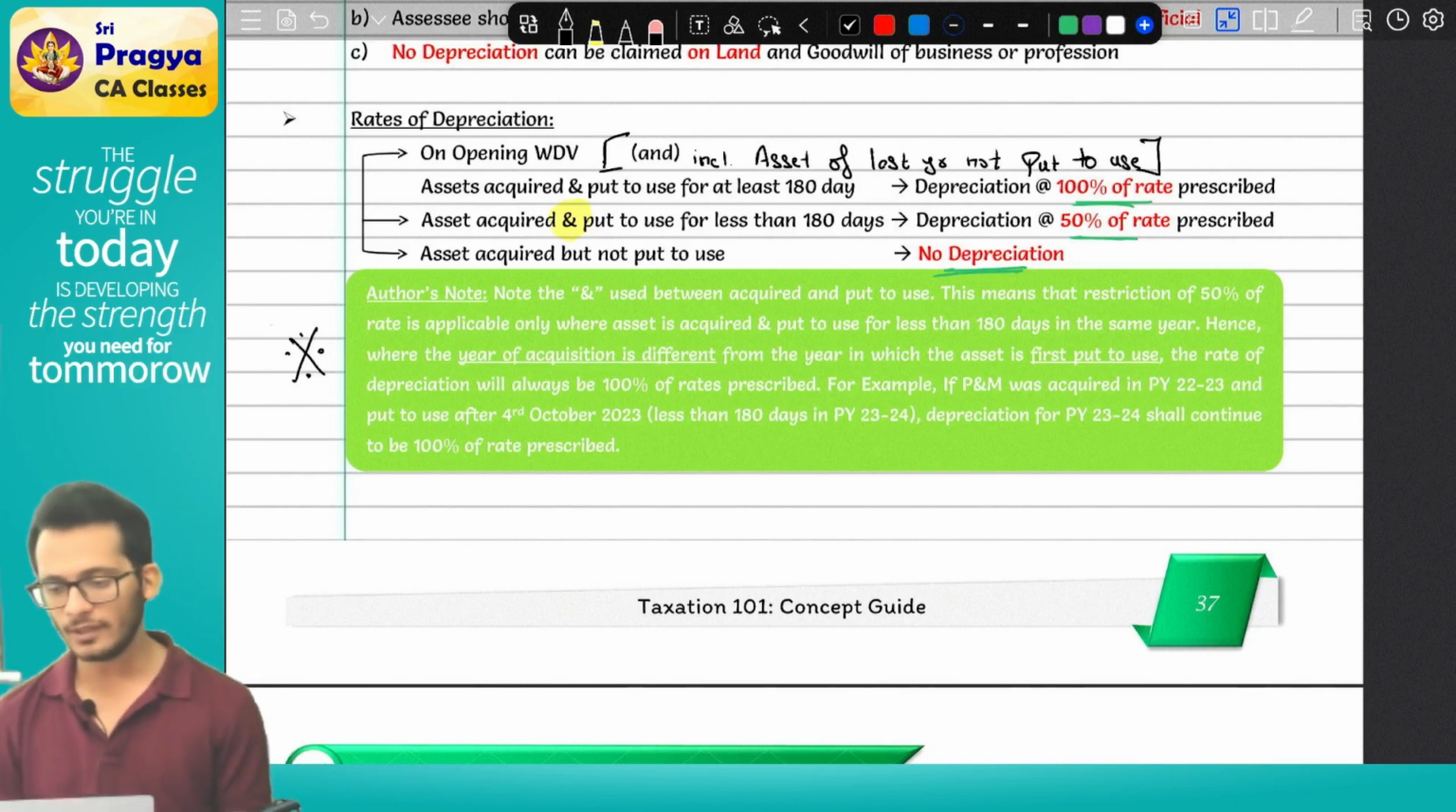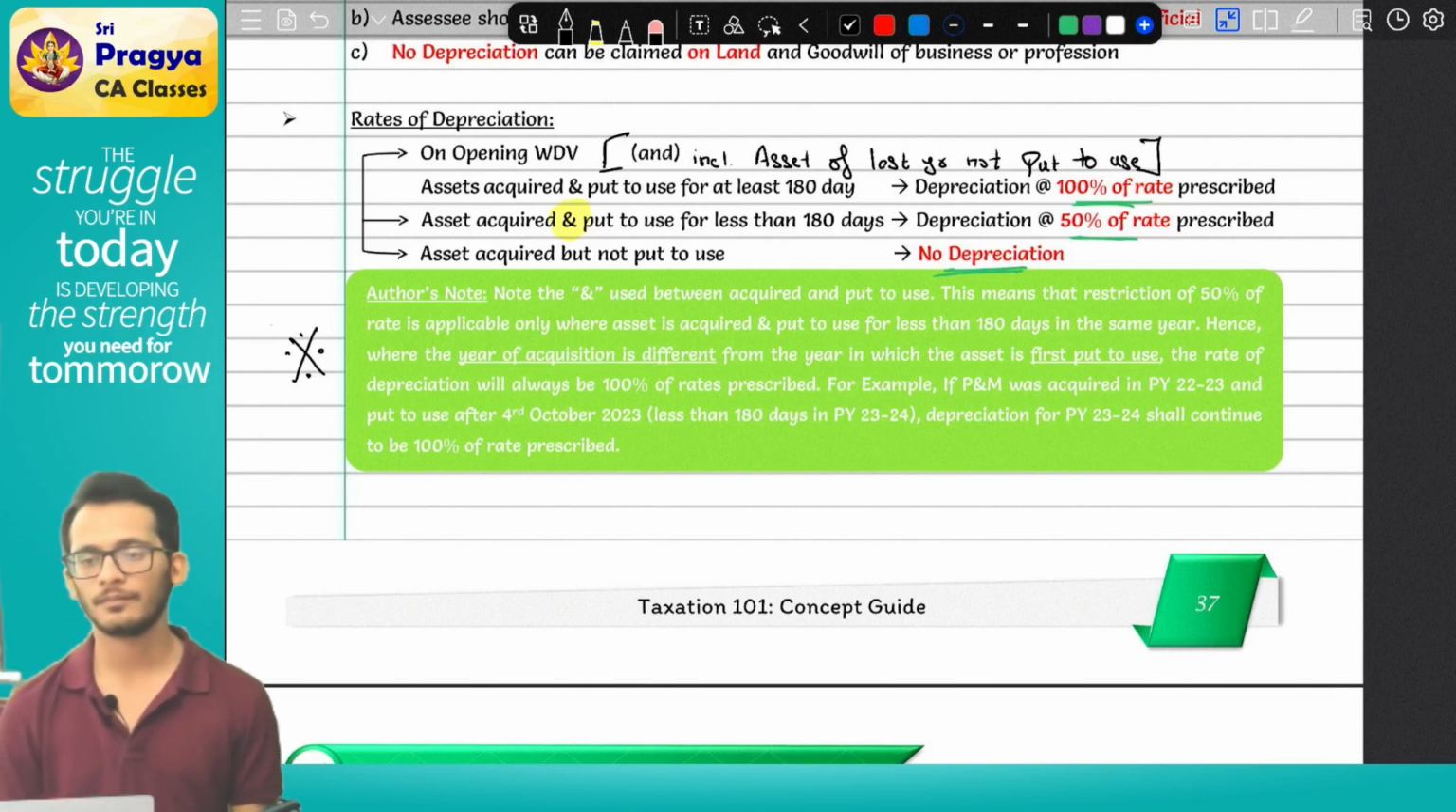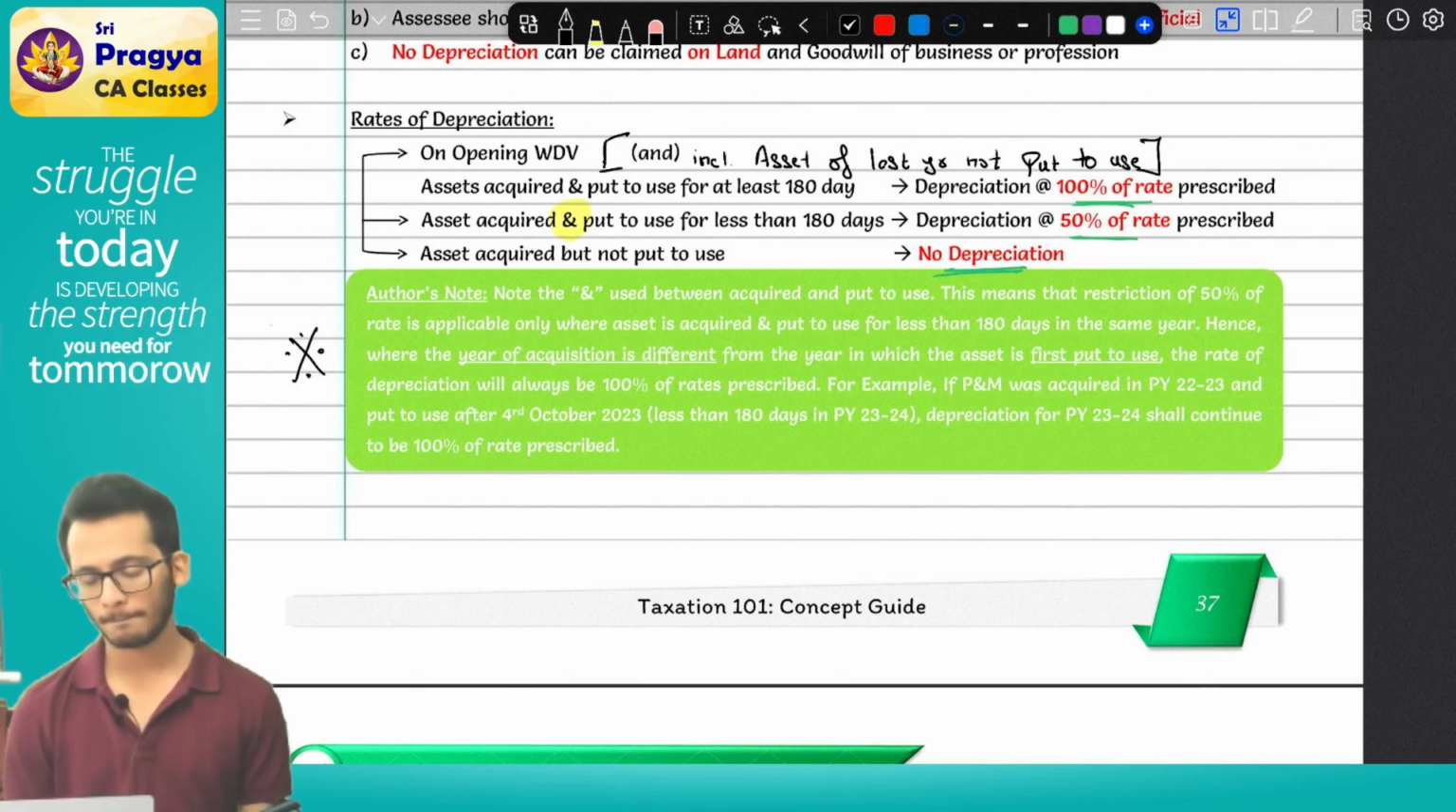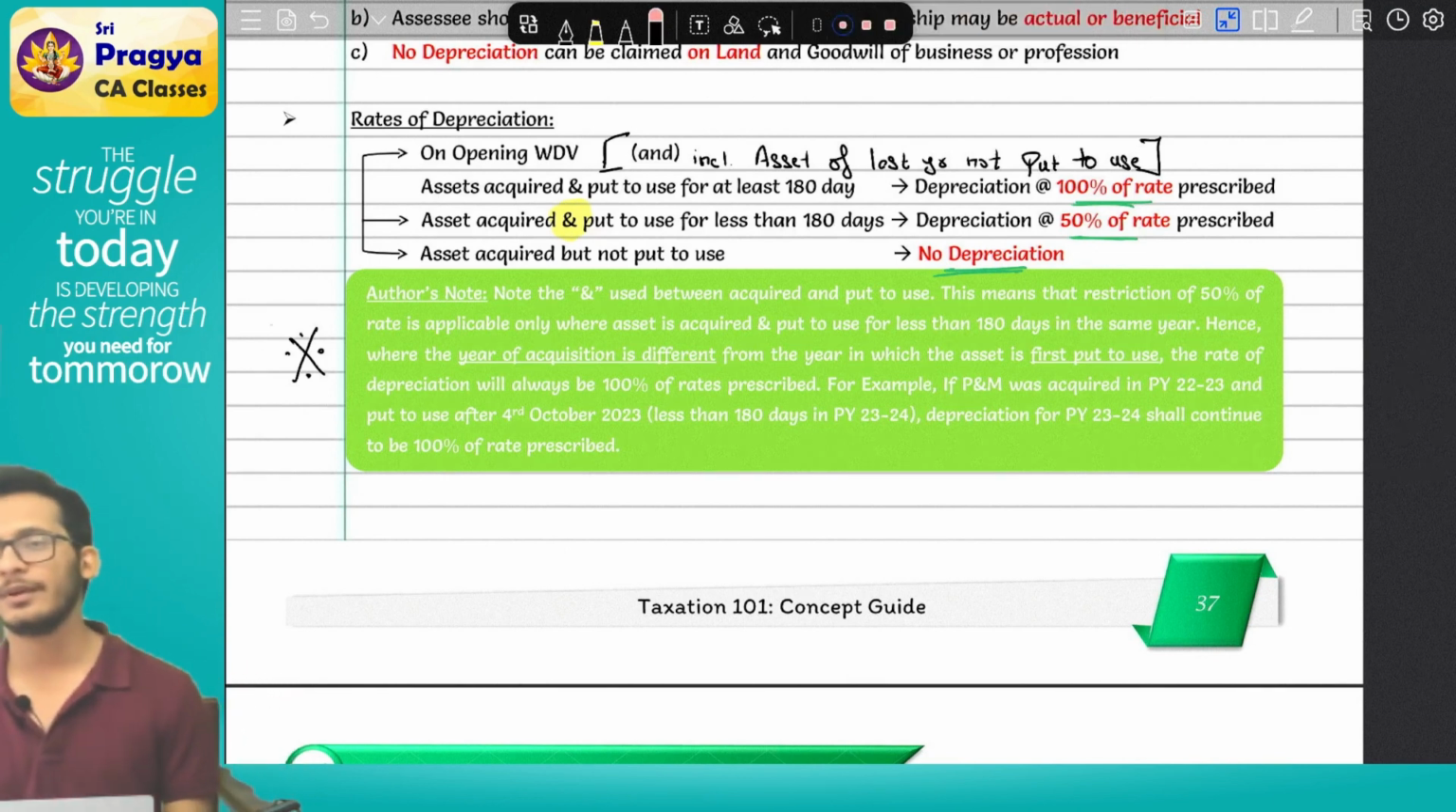Check and let me know if you understand, or do I have to explain it again? So here the purpose of having depreciation only at 50% is lost. It is. The point is they only wanted to focus.